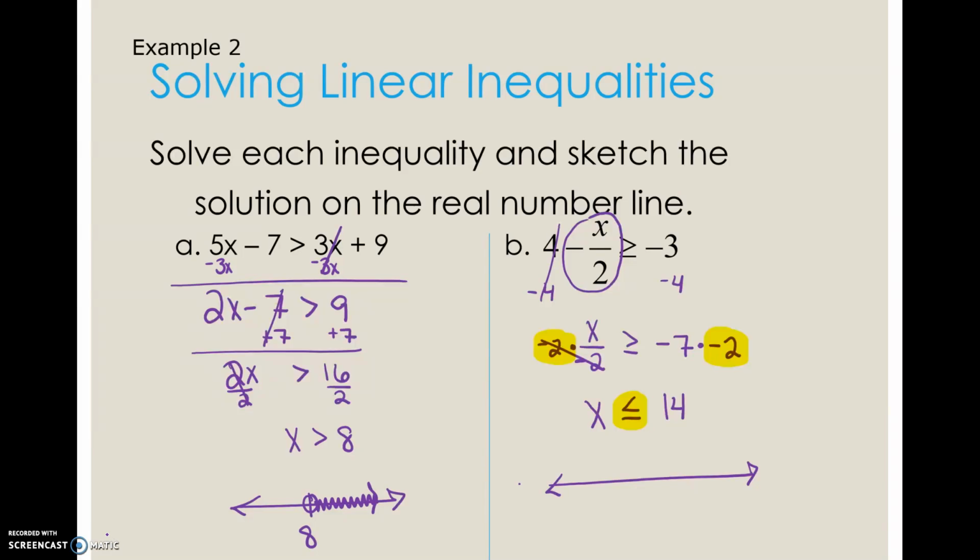Flip the sign when you multiply or divide by a negative number. Okay, less than or equal to 14. So we need a closed circle. And less than, so smaller than 14, that would be shaded to the left.